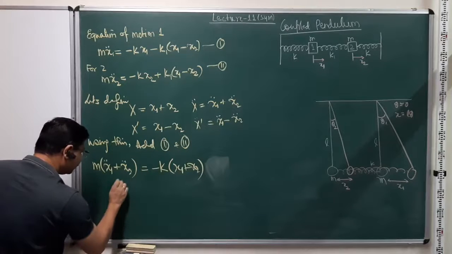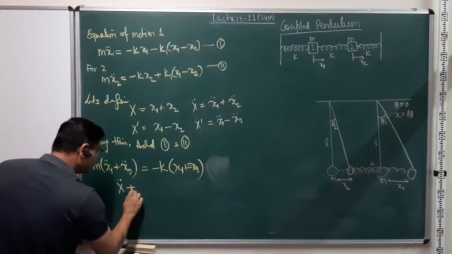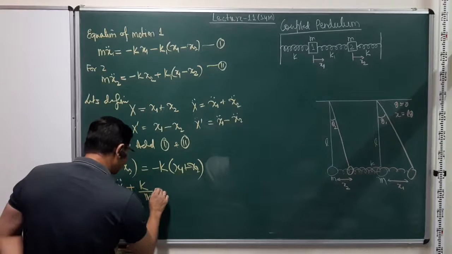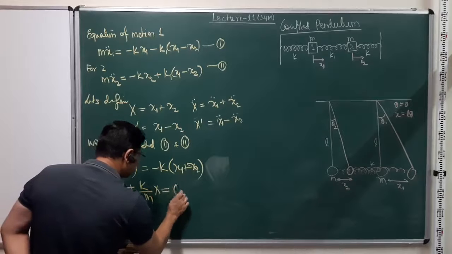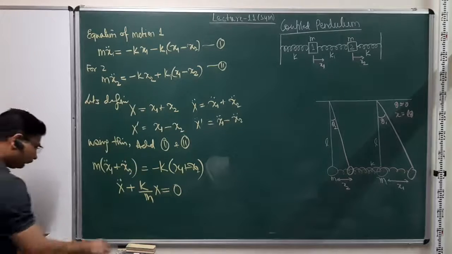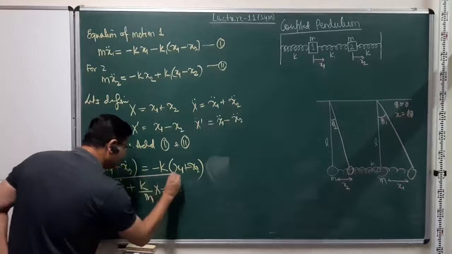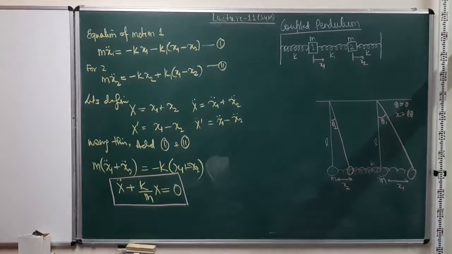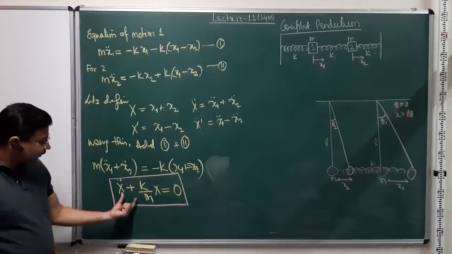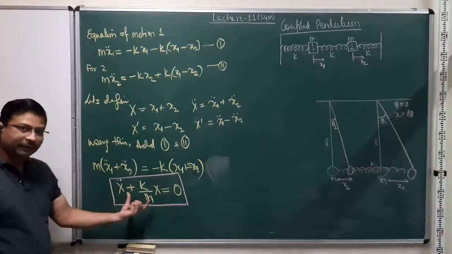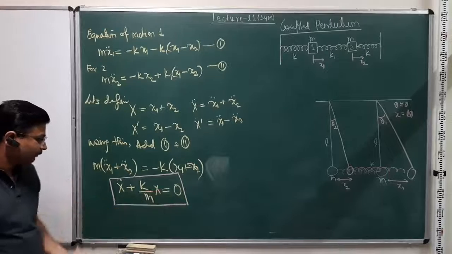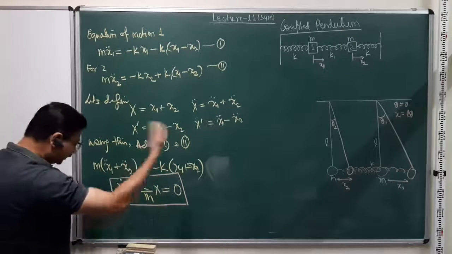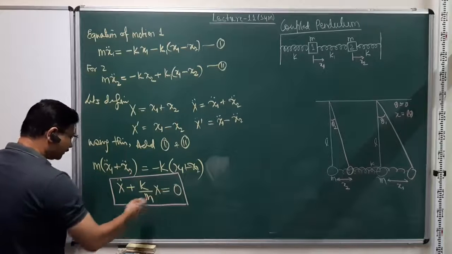I can write this down as x double dot plus k by m x equal to 0. And as you can see, now this equation looks much more familiar to us and we know its solution. So this is a second order homogeneous differential equation in a single variable. And we know how to solve it, or we have guessed its solution earlier, which does correspond to the motion. So we can just use the same thing.